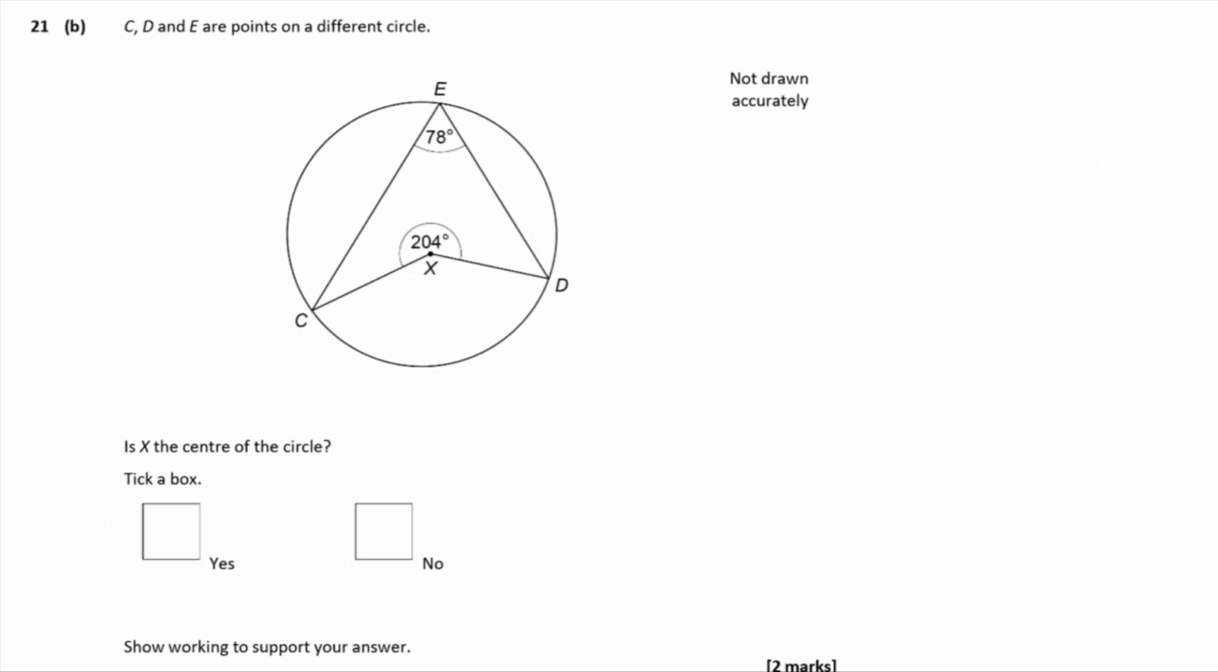21b, C, D, and E are points on a different circle. Is X the center of the circle? Tick a box. Show working for your answer. Now, if X is the center of this circle, then this is that kind of Star Trek circle theorem that we need to know.